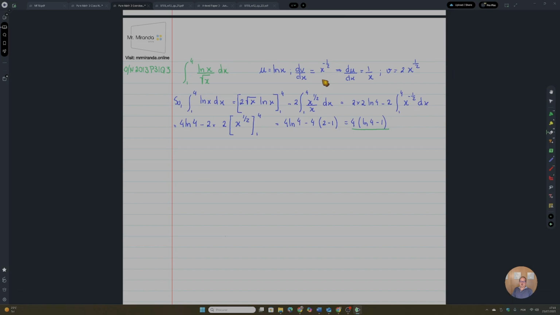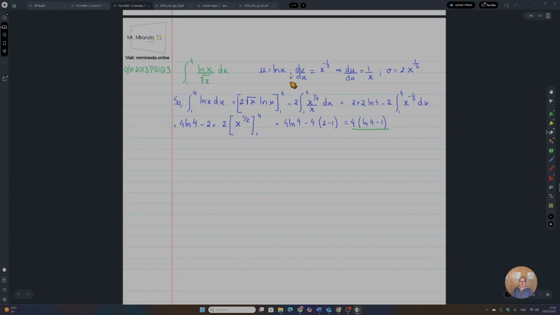How do you know which one to pick? How do you know that this would be u and this would be dv dx, or the other way around? Practice. That is the answer. The worst thing that can happen is you pick this the wrong way around, and by wrong I mean there's nothing wrong with it. But if you applied this method, you would end up with an integral that you could not solve. In that situation, you'd go to the beginning and swap the positions.